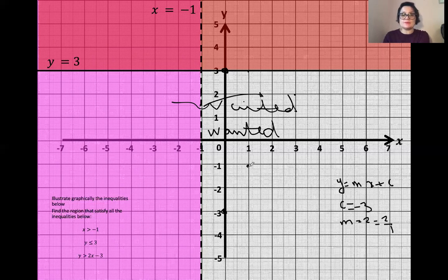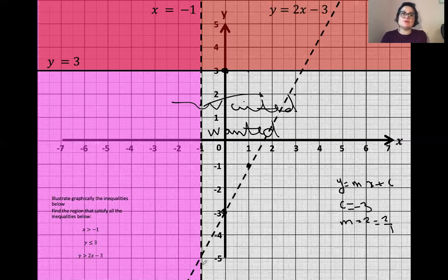So this is where I stop. We join both these dots with a line, but now what line is it going to be? Is it going to be a dotted line or a solid line? It is going to be a dotted line because, can you see, the inequality says bigger, it's not bigger and equal. So definitely a dotted line.